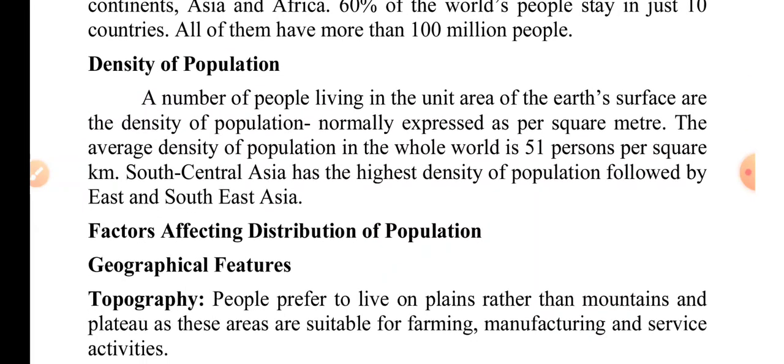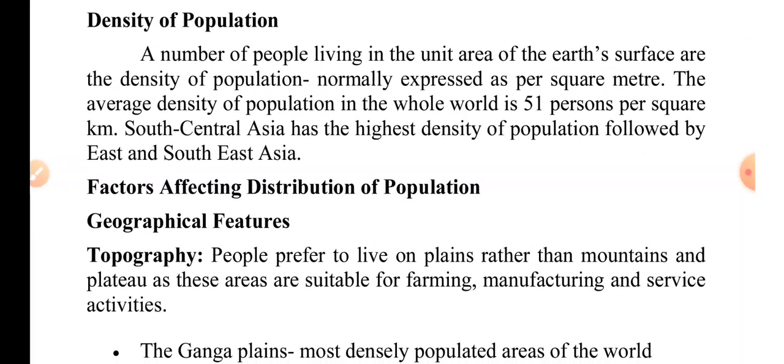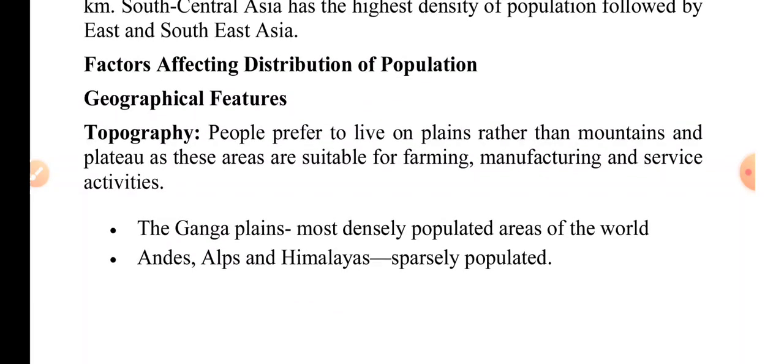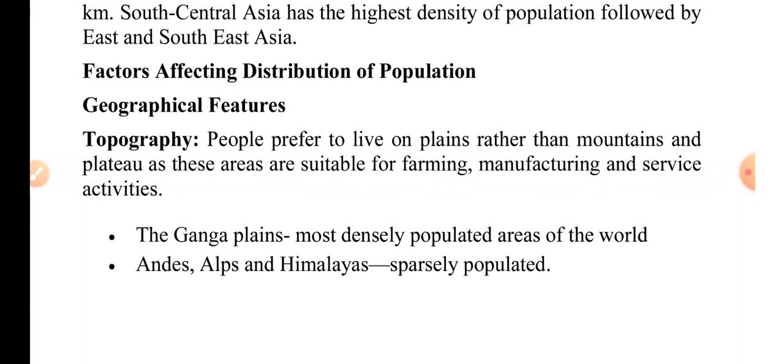And here comes density of population. The number of people living in a unit area of the Earth's surface is the density of population, and it is normally expressed as per square kilometer. The average density of population in the whole world is 51 persons per square kilometer. South Central Asia has the highest density of population, followed by East and Southeast Asia. And here come the factors affecting distribution of population.